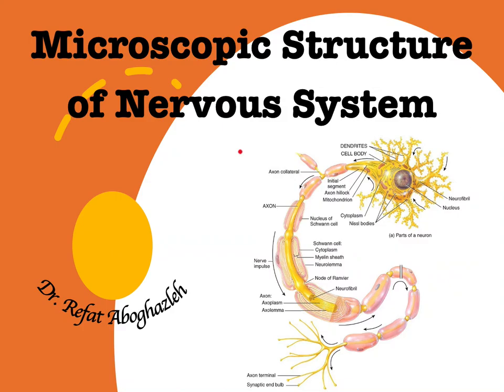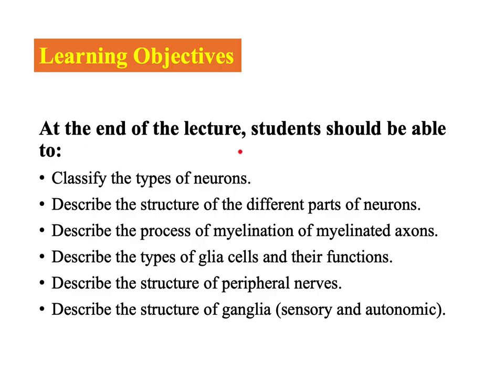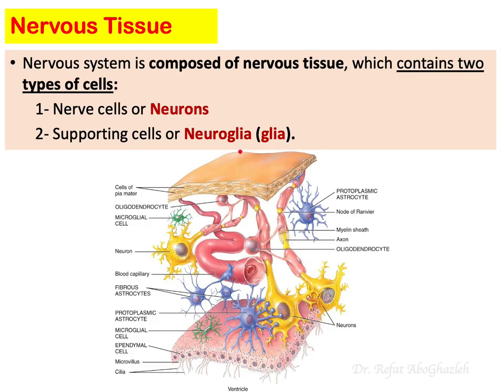Welcome everyone again to another lecture in the nervous system, and today I will give you an introduction about the microscopic structure of the nervous system. So these are our learning objectives, and let us start with the nervous system.